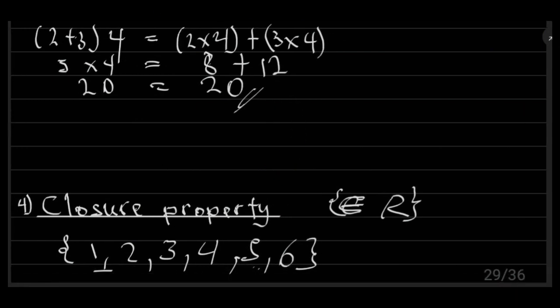We are comparing your answers to the answers in a set. If your answer can be found in a set, then we can say that the operation is closed on the set. For instance, with this set, if I give you 4 plus 1, your answer would be 5. Since we have 5 here, the operation plus is closed on the set. It's as simple as that.